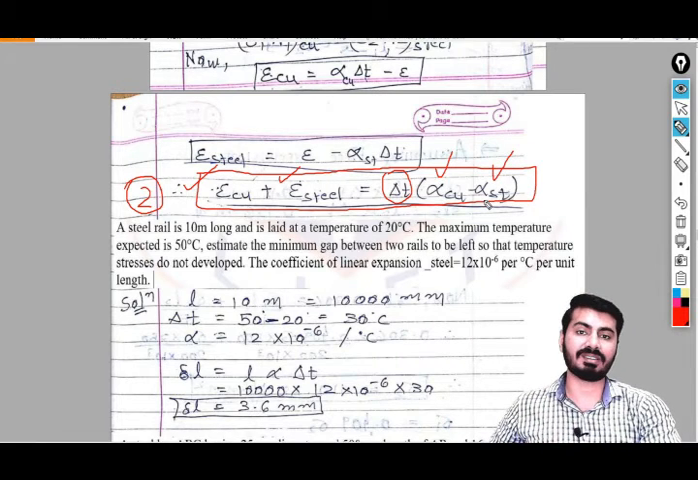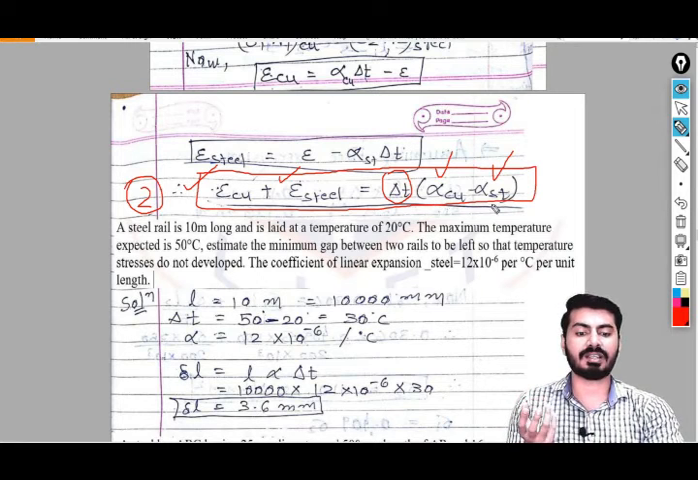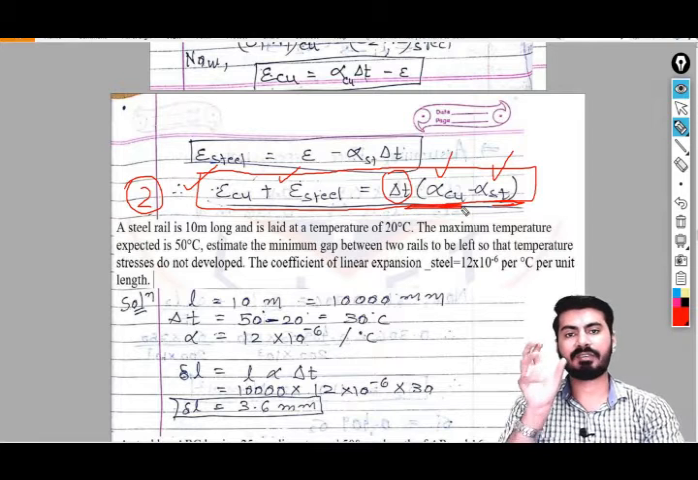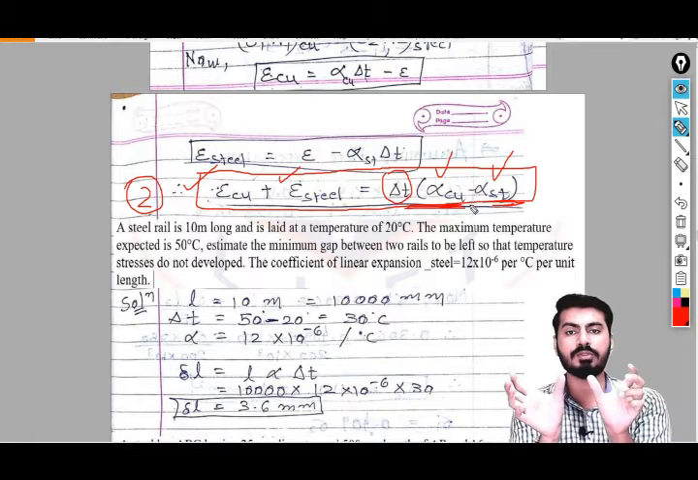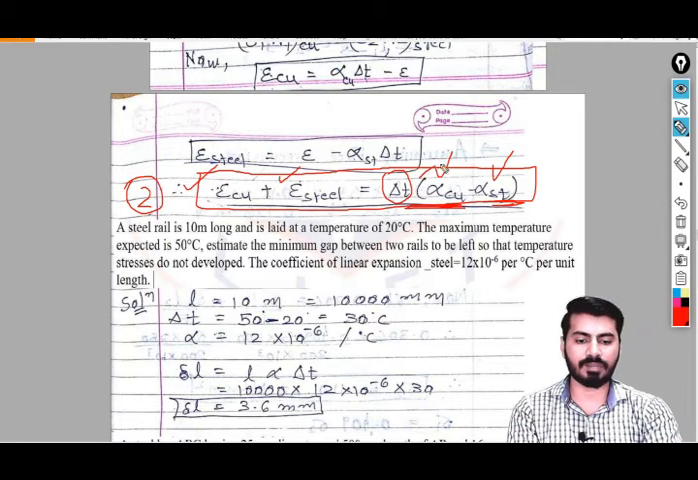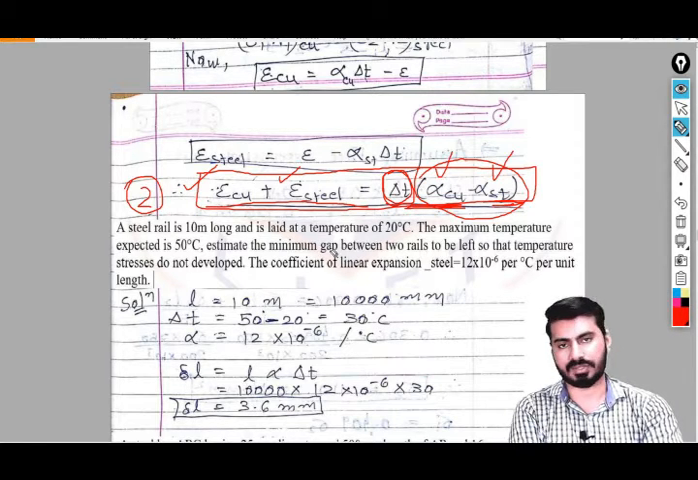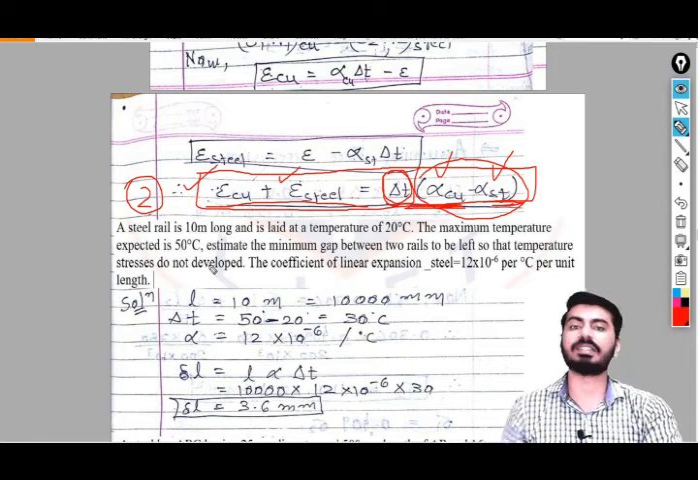There is one little trick over here. You can easily remember it: you must subtract the smaller value of alpha from the larger value of alpha. So whichever the values of alpha are given for both the materials, you just have to compare both the values and subtract the smaller value from the larger value. So this answer will always be positive. Okay, and it will be multiplied with delta T, and this will give you the answer for epsilon Cu plus epsilon steel. Using these two strains, we are going to convert them in terms of the stresses, and we are going to find whatever is asked in your examination.